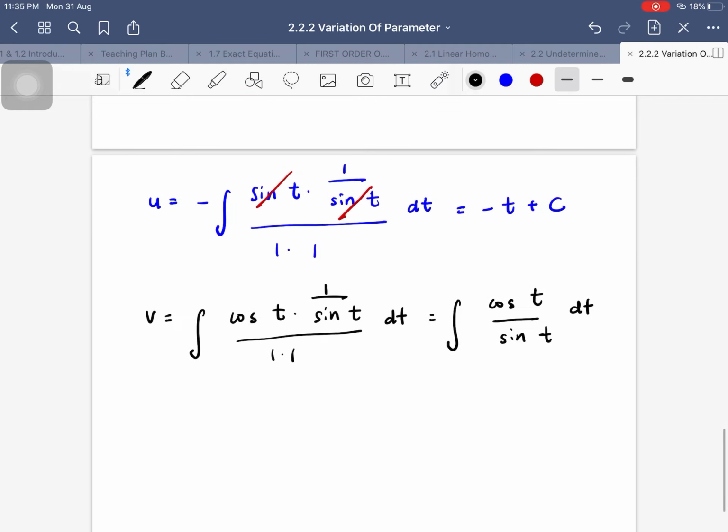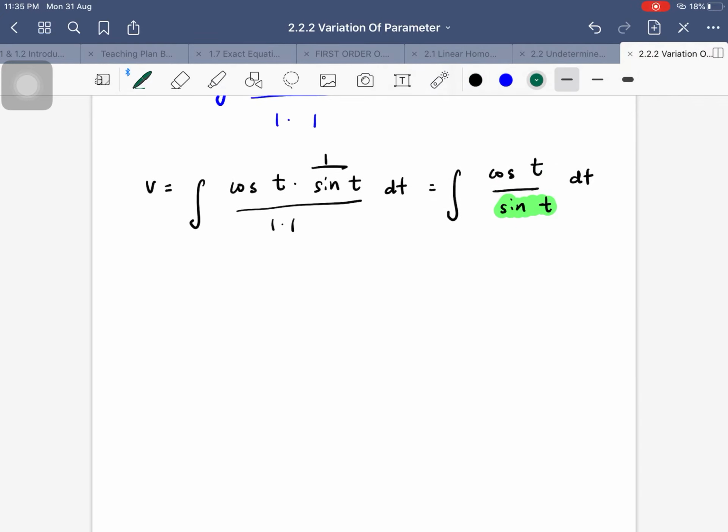When you have a look at this, straight away you should be able to tell that this is going to be integration by substitution. Why is it integration by substitution? Because when I differentiate the bottom, I will get cos of t. That is the indicator. So here I'm going to let u equal sine of t.